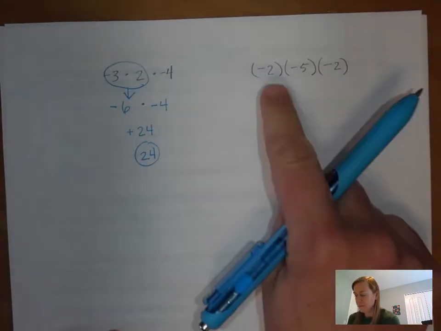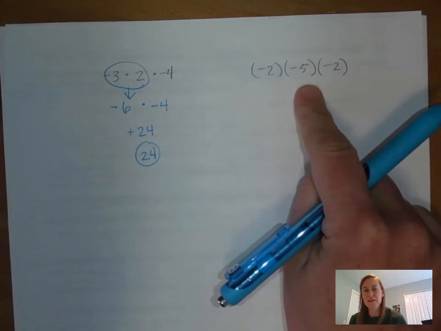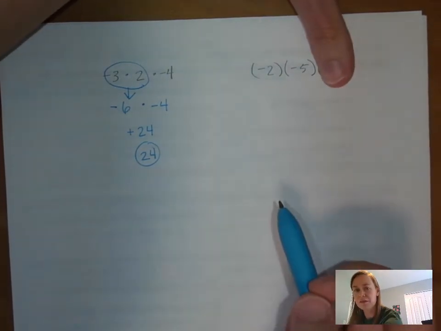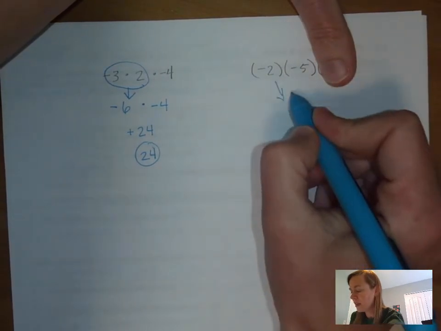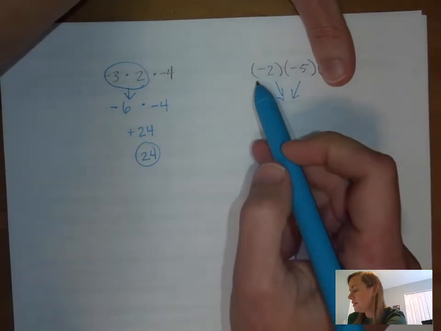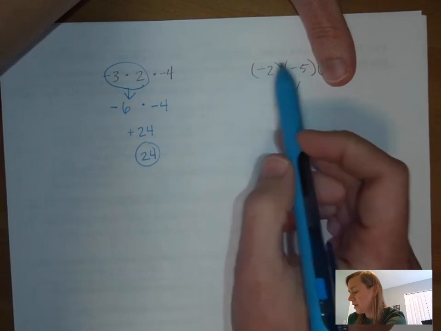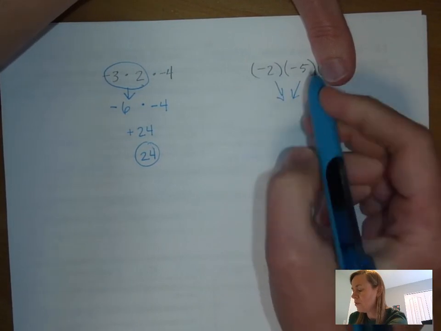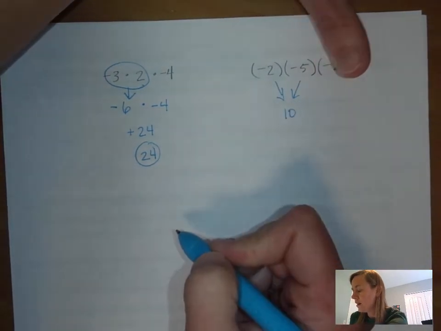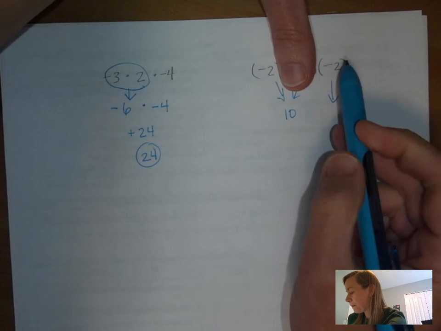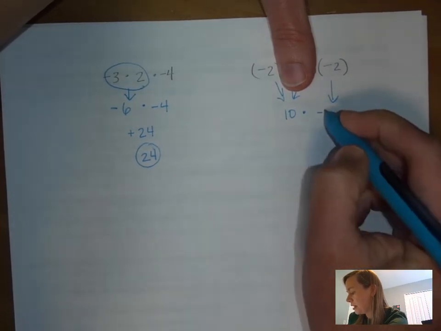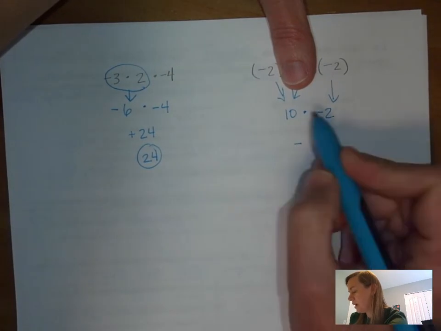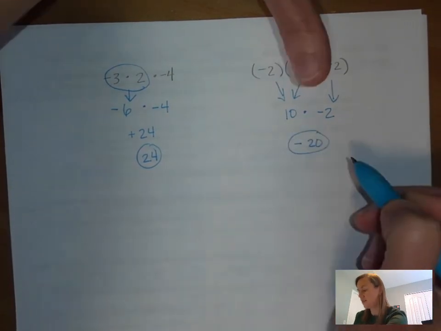Let's look at the next problem here. -2 times -5 times -2. Same idea here. I'm just going to get rid of that third one and we're going to combine these first. So if you have -2 times -5 multiplied together, a negative times a negative is going to be a positive, so I'm not going to write a sign there, I'm just going to leave it. And then 2 times 5 is going to be 10. And then let's bring this down here. 10 times -2. Positive times a negative, we know it's going to be a negative. And 10 times 2 is 20, so that's our final answer there.